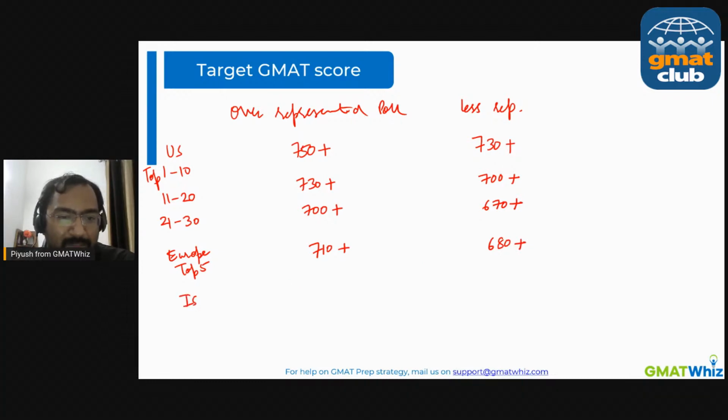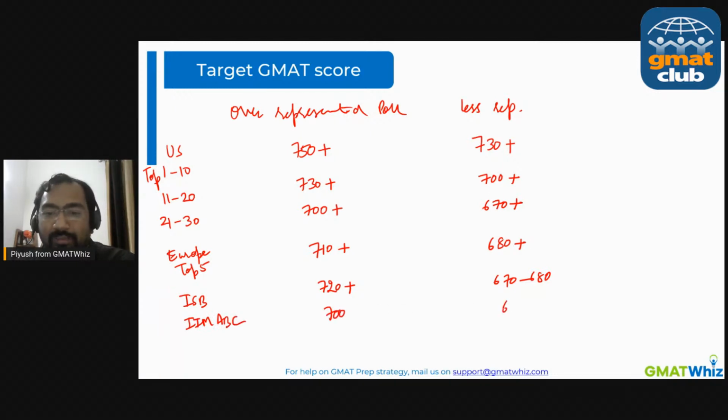If you're looking at ISB for that matter, overrepresented pool as an IT male engineer, definitely look at a 720 plus kind of a number. Less represented pool, again, even a 670, 680, they will be good and happy enough for that. IIMs, the top 3, if I talk about ABC, then about 700 is a decent enough score. A less represented pool, even a 670, 680 will work for you. So that's pretty much your target scores.